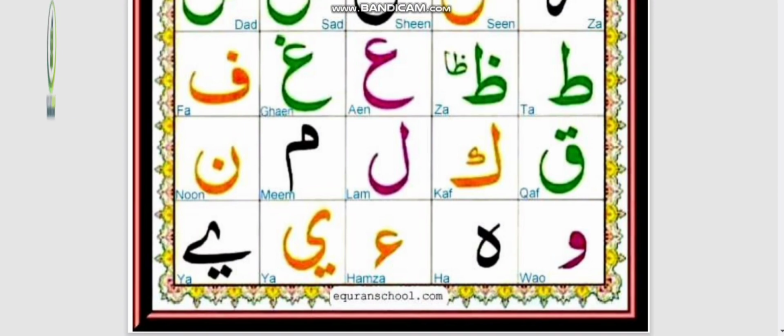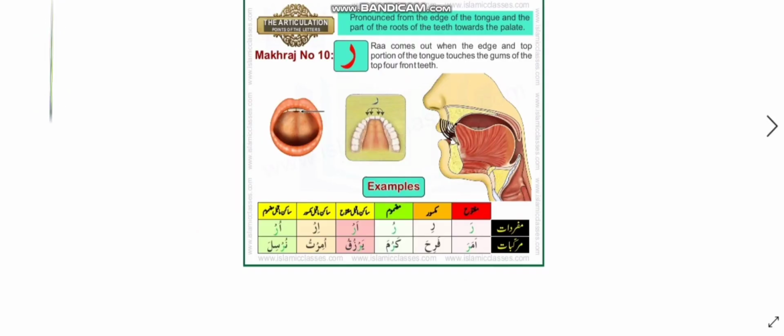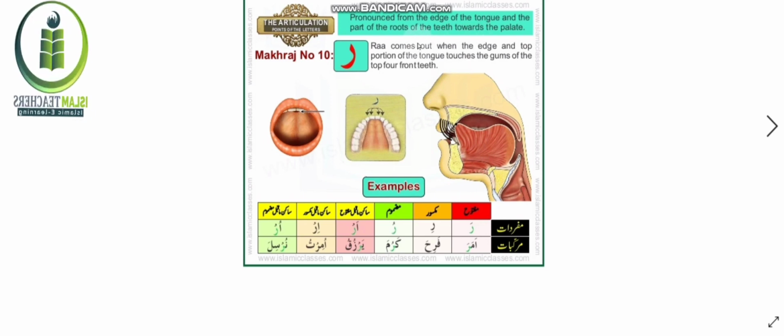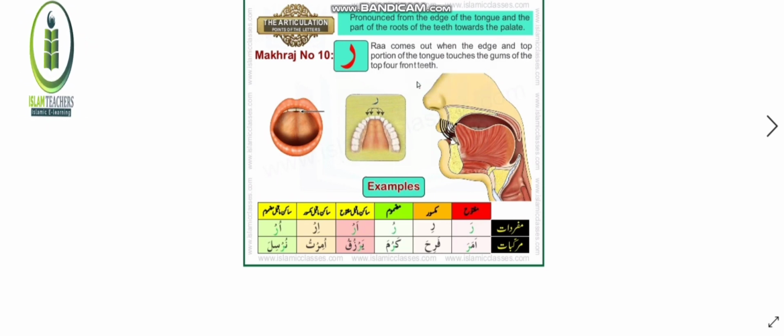Now inshallah we will discuss the tenth articulation point, and this is the Ra. It is pronounced from the edge of the tongue and the point of the roots of the teeth towards the palate. Ra comes out when the edge and the top portion of the tongue touches the gums of the top four front teeth, like that.